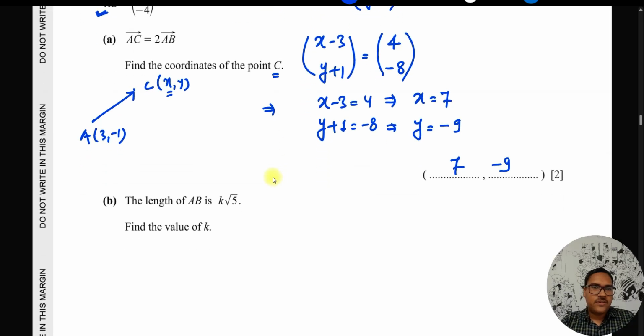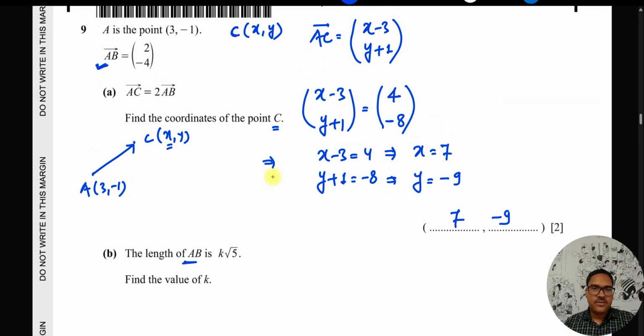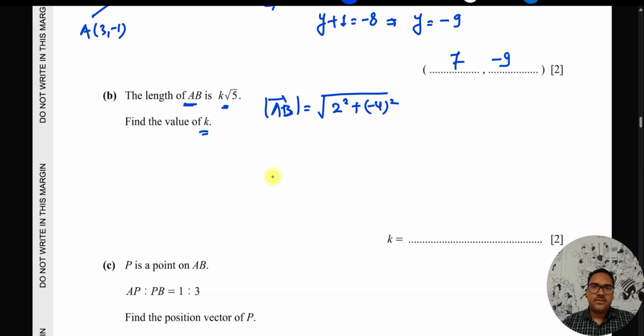Now, the next question is about the length of AB vector. The length of AB is k root 5. Then find the value of k. So length of AB is basically the magnitude of AB vector. What is the magnitude of AB? It is equal to under root of x square, that is 2 square, plus minus 4 square. So this is the length AB, which is equal to under root of 4 plus 16, which is root 20.